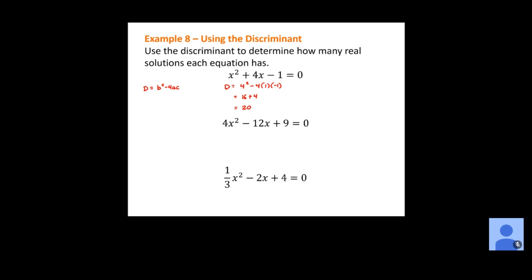So now the question is, do we get a positive value, 0, or a negative value? In this case, it's a positive value. So that tells us that we're going to have two real solutions. Now, if you want to find those real solutions, then you'd have to do the quadratic formula. But we already know the value that goes under the square root, so that already simplifies that process for us.